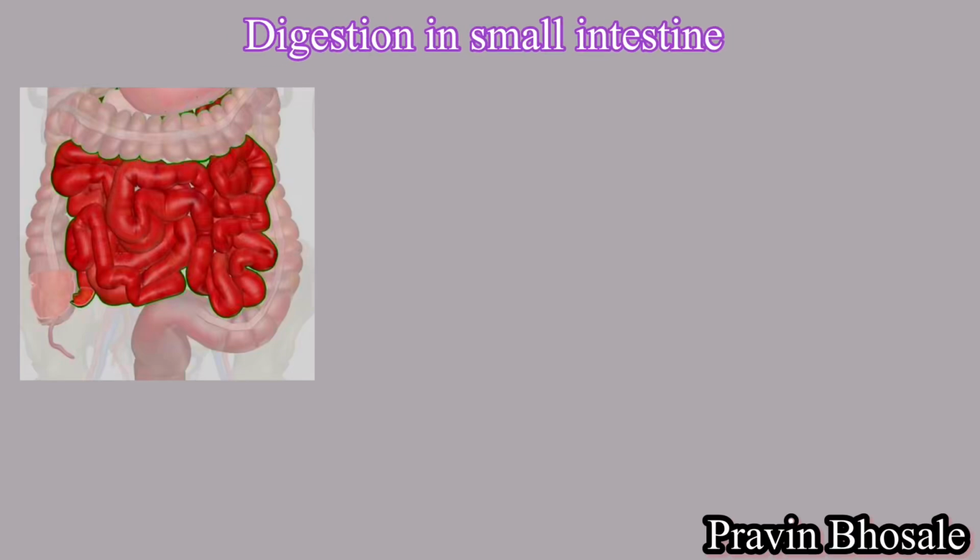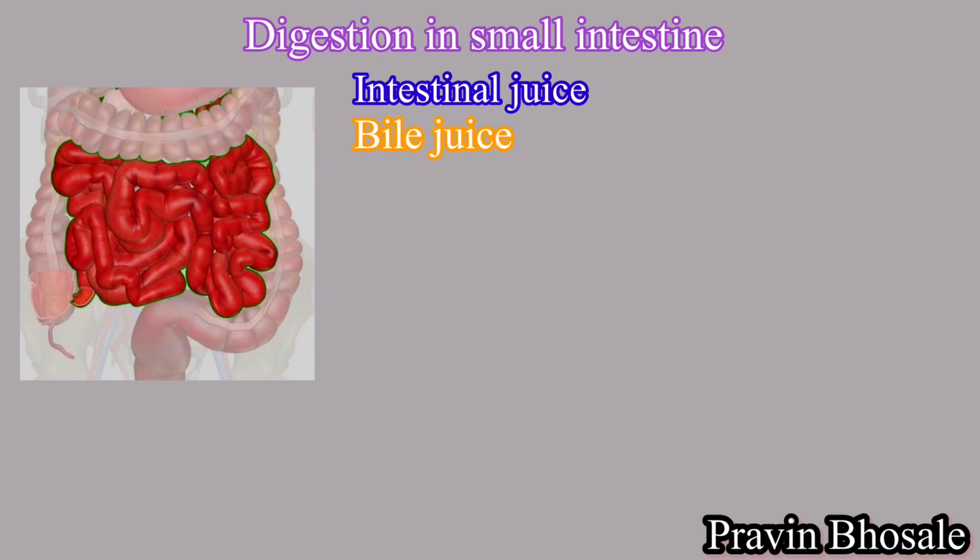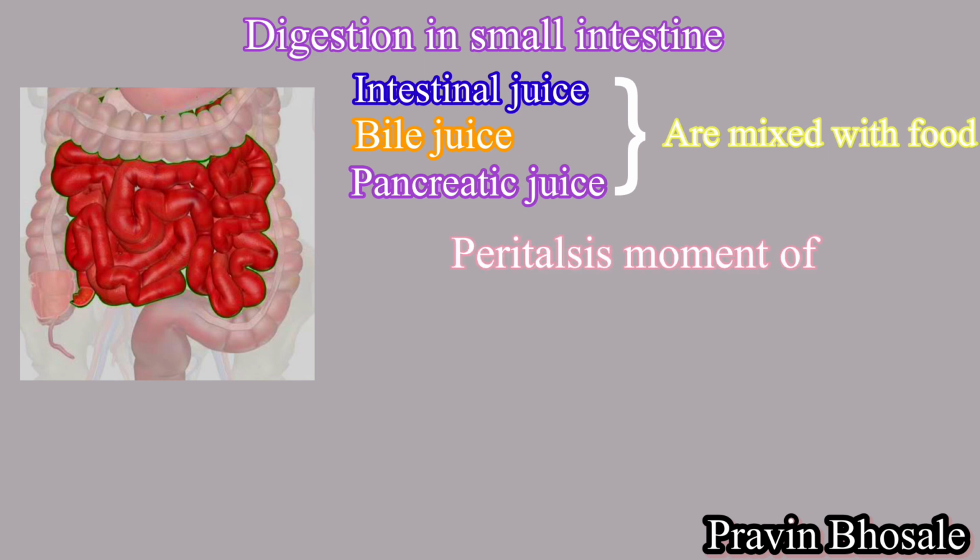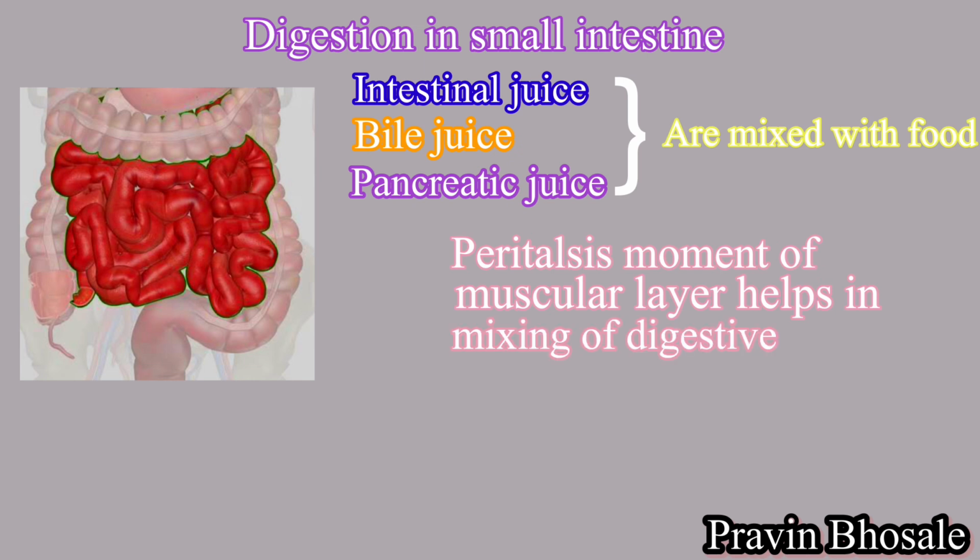Digestion in the small intestine. In the small intestine, intestinal juice, bile juice, and pancreatic juice are mixed with food. Peristalsis movement of the muscularis layer helps in mixing of digestive juices with chyme.